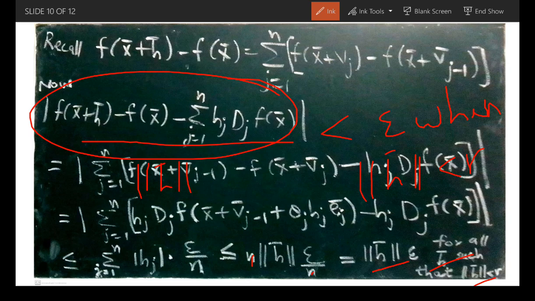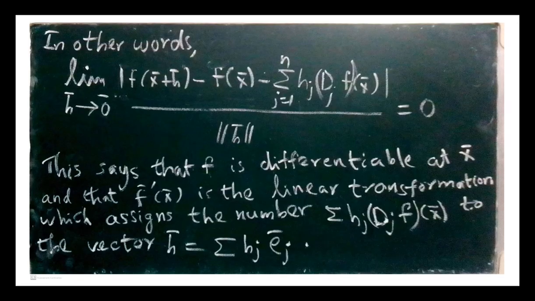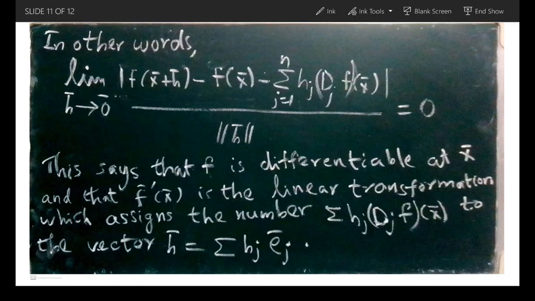That means what? Limit of this expression equal to 0 as h tends to 0. So limit of modulus of f of x plus h minus f of x minus sigma j equal to 1 to n hj dj f at x divided by norm of h is equal to 0. Remember what is differentiability? Something like this, right? If such a kind of thing happens, then we say f is differentiable at the point x.